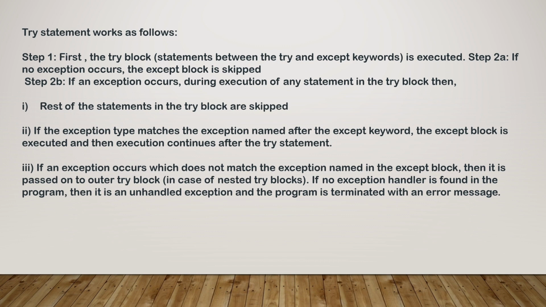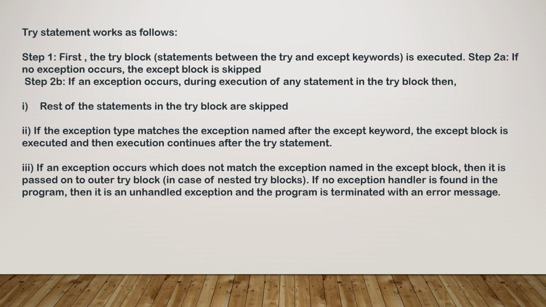Now, the try statement works as follows. Step 1. First, the try block statements between the try and except keywords are executed. If no exception occurs, the except block is skipped. If an exception occurs during execution of any statement in the try block, then the rest of the statements in the try block are skipped. If the exception type matches the exception named after the except keyword, the except block is executed and then execution continues after the try statement.